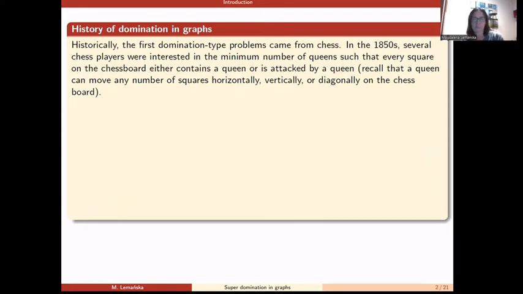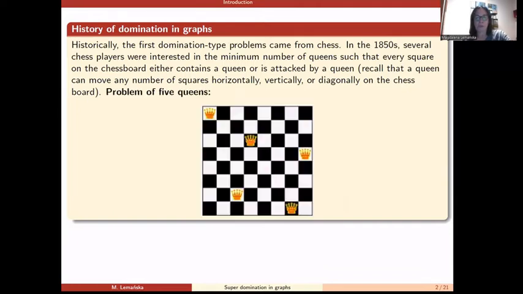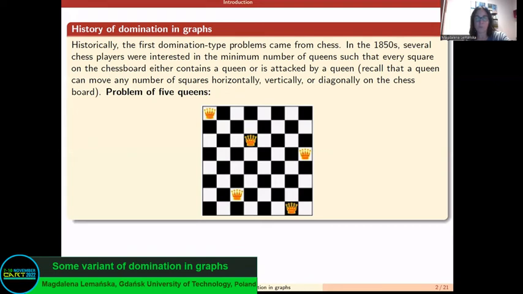Historically, this kind of problem came from chess. In the 1950s, some chess players were interested in the minimum number of queens such that every square on the classical 8 by 8 chessboard either contains a queen or is attacked by a queen. Recall that a queen can move any number of squares vertically, horizontally, or diagonally in both sides. Here we have the solution of the problem. We can see that 5 queens are enough to solve the problem.